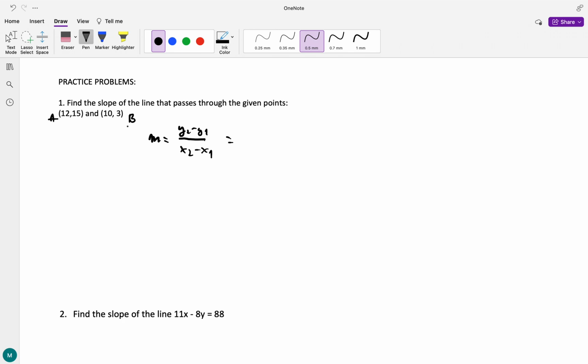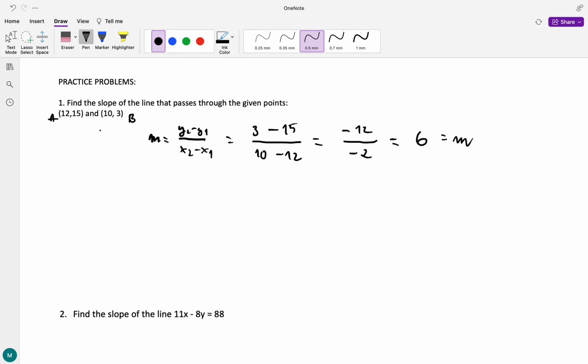Let's plug in the numbers. So I'm going to label y2 and x2 from point B. So y2 will be 3, y1 will be 15, and x2 will be 10, and x1 will be 12. So it seems that on the top we have negative 12, and on the bottom we have negative 2. Negative over negative becomes positive, and 12 over 2 is just 6. So that's our slope. Okay, great.